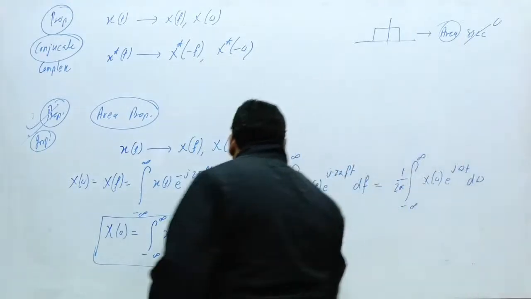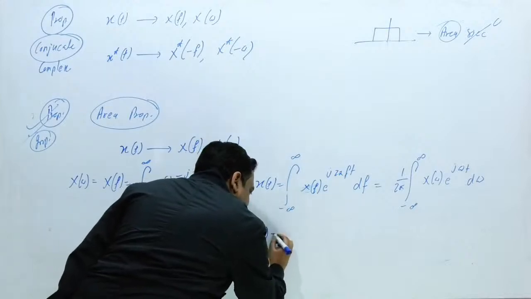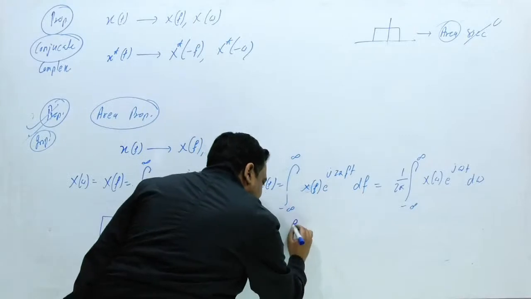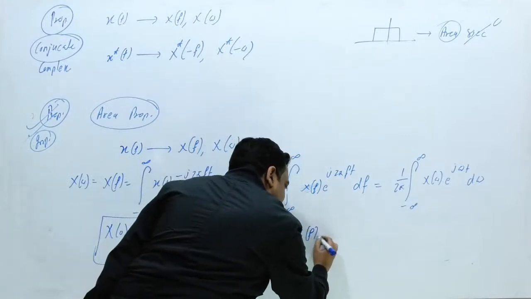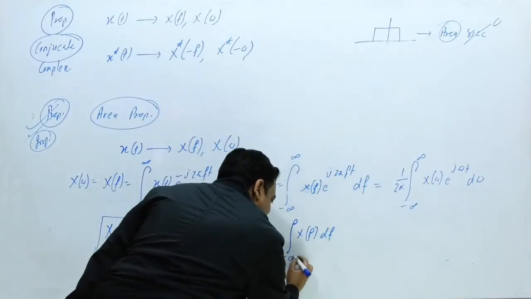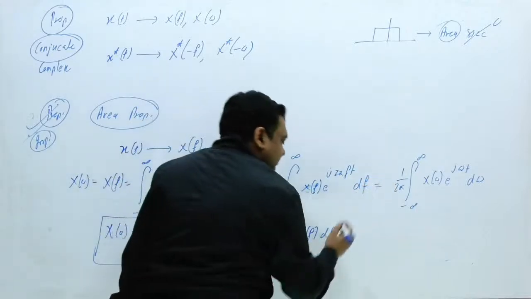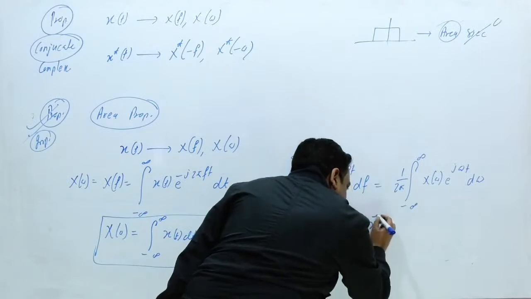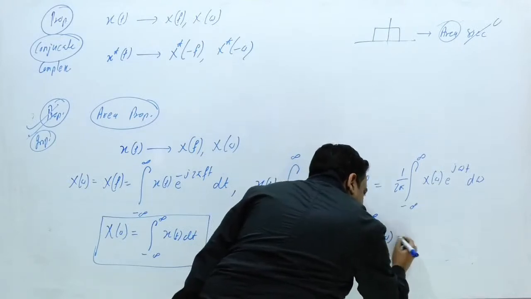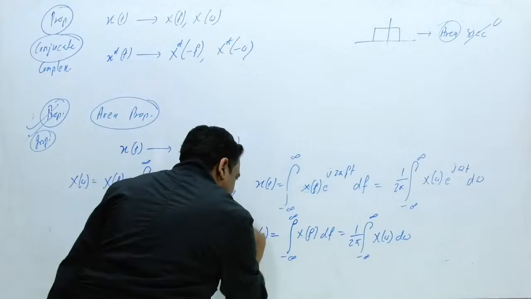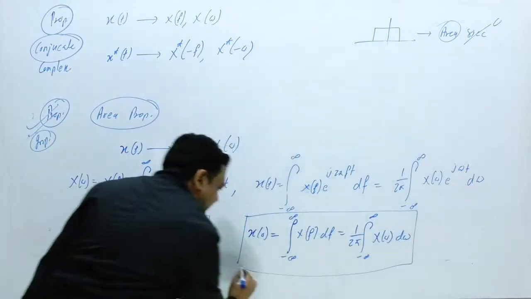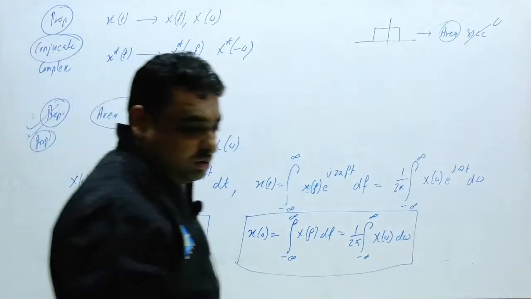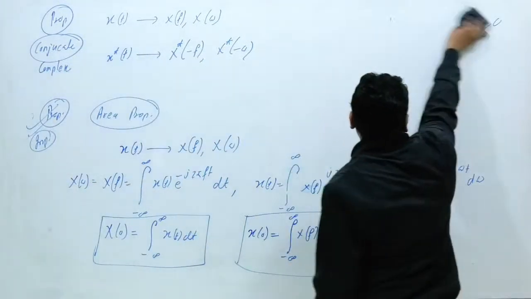Now from here, what you can get: small x(0) is equal to, putting t equal to 0, the integration of X(f) df from minus infinity to infinity, or in terms of omega, 1 upon 2 pi integration from minus infinity to infinity of X(omega) d omega. Again, this is the reverse property. I want to explain how we can use this property in the GATE exam.